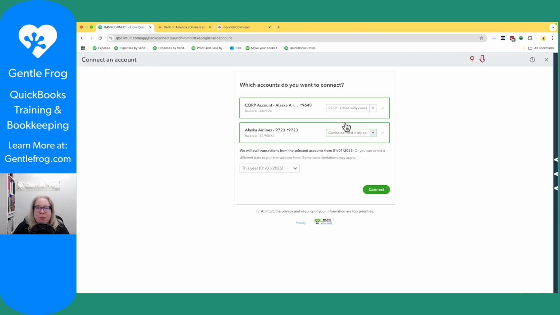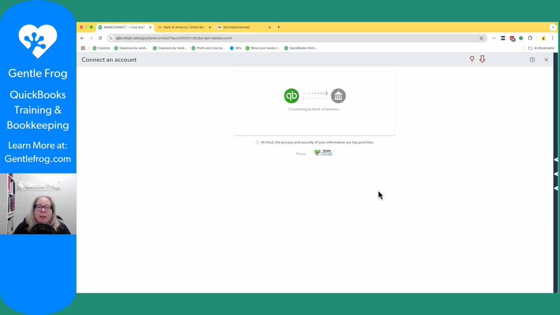Okay, so I've got both of them set up with an account on the chart of accounts. The corporate, I don't really connect. The card holder is the only one I connect. I'm going to pull transactions in starting the beginning of this year. Please do not judge me for my shopping. More like my software habit.